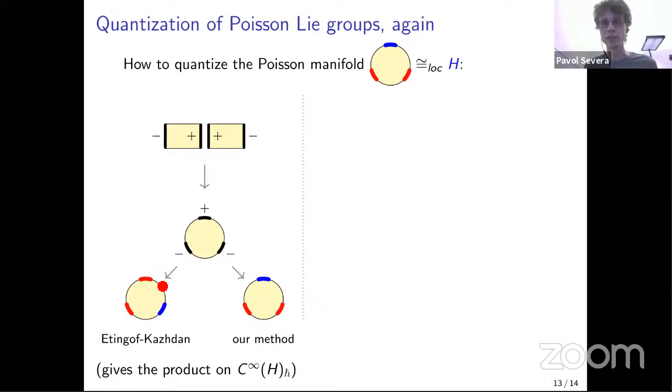There are actually two ways how to do it. We can either do it as here or as there. And it turns out that this thing corresponds to Kazhdan quantization, and this thing corresponds to the quantization which I described at the beginning of my talk. So somehow to relate those two quantizations, you need to turn things by 120 degrees.